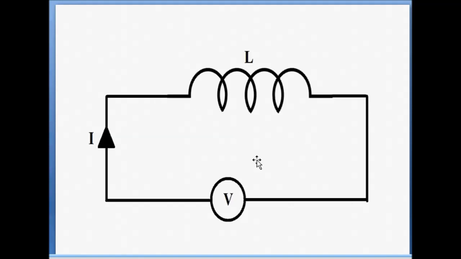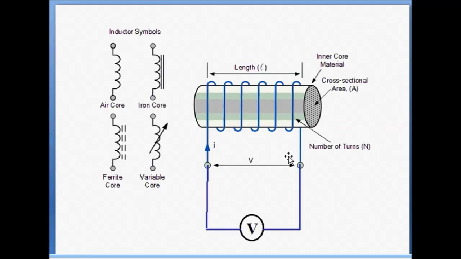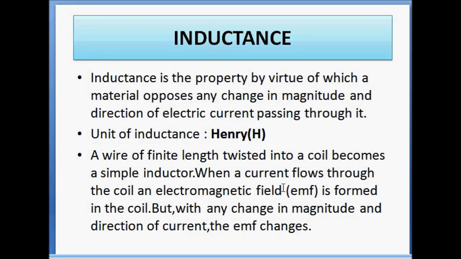This is the symbol of an inductor coil which is applied to an AC voltage source and a current flows in the circuit. Now whenever a current flows through an inductor circuit, it magnetizes the coil. It produces a magnetic field. So this induces an EMF or potential in the coil. Now this EMF is directly proportional to the rate of change of magnetic flux linking with the coil.